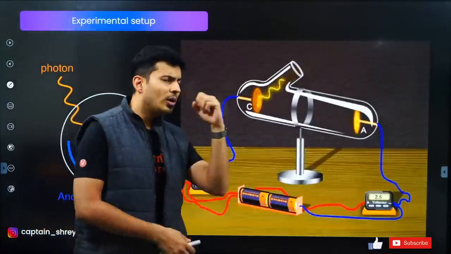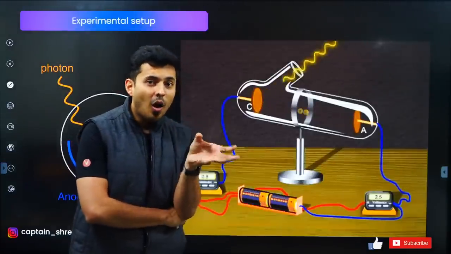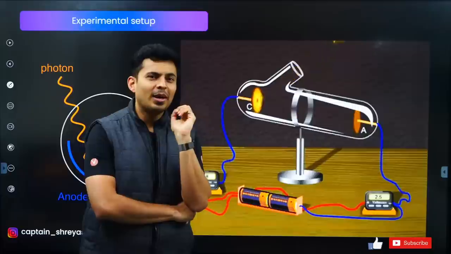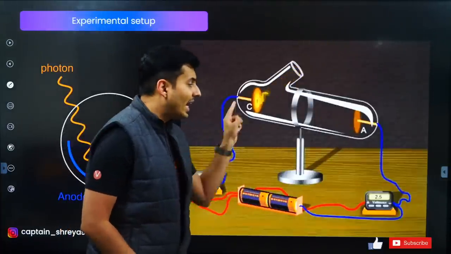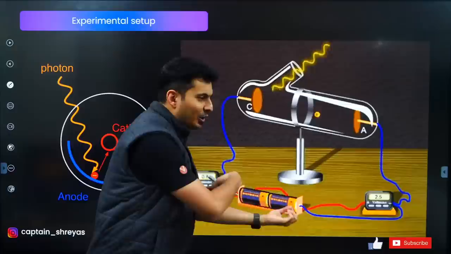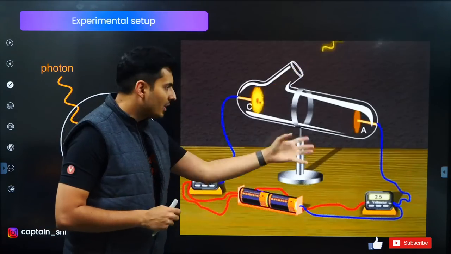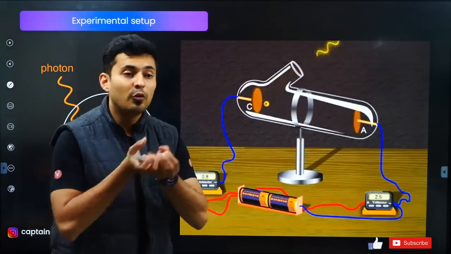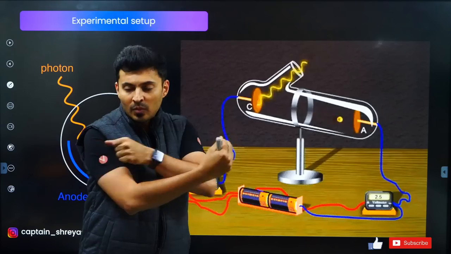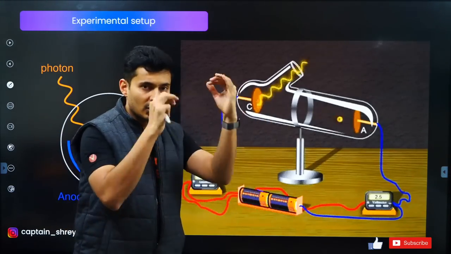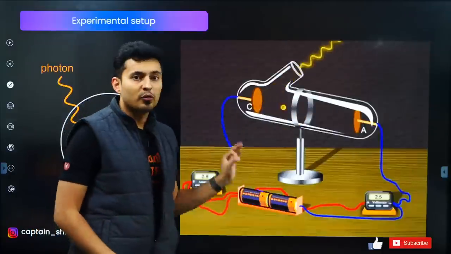And then what is the job of this battery? The battery is there to assist it or to oppose it. Why assist and why oppose, we'll come to it in a bit, but you can help the current. So if you connect the battery in the proper way, then you will see it will help in the current. So current will increase. If you connect it opposite, then the current will decrease. So how you connect the battery also matters, guys. When you help it, it is called forward bias. When you reverse it to slow the current, it is called reverse bias. Everybody clear with the setup of the photoelectric experiment?